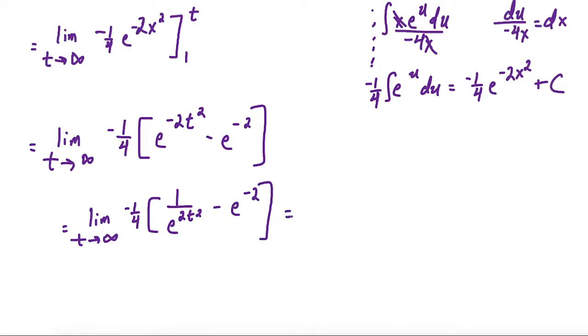So then what we have to just be mindful of here is as t goes to infinity, this first part, 1 over e to the 2t squared, goes to 0 because I have essentially 1 over infinity. So this first term is going to cancel. So the only thing left here in our limit is minus e to the negative 2, and I'm multiplying by this negative 1/4. So this is going to result in 1/4 times e to the negative second power. So what this tells us is that the improper integral converges. So since the improper integral converges by the integral test, that means the series converges as well.